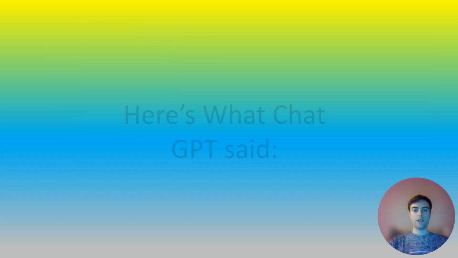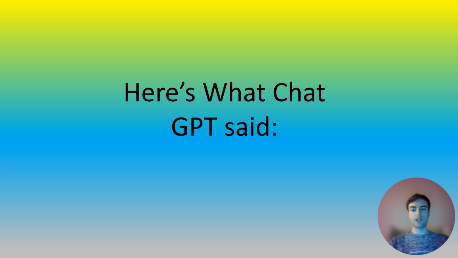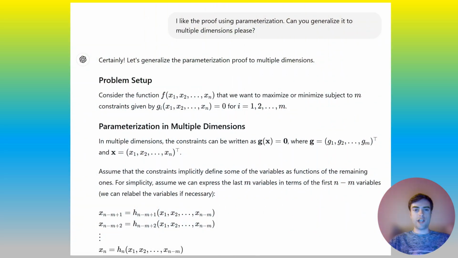So in the next 3 slides, we'll see what ChatGPT has to say about this derivation. And I use this to make my own derivation, and you'll see what I mean. Alright, so basically I asked ChatGPT nicely to do a proof in multiple dimensions. At first I asked it for a proof of Lagrange multipliers for 3 dimensions. Then I wanted to generalize it.